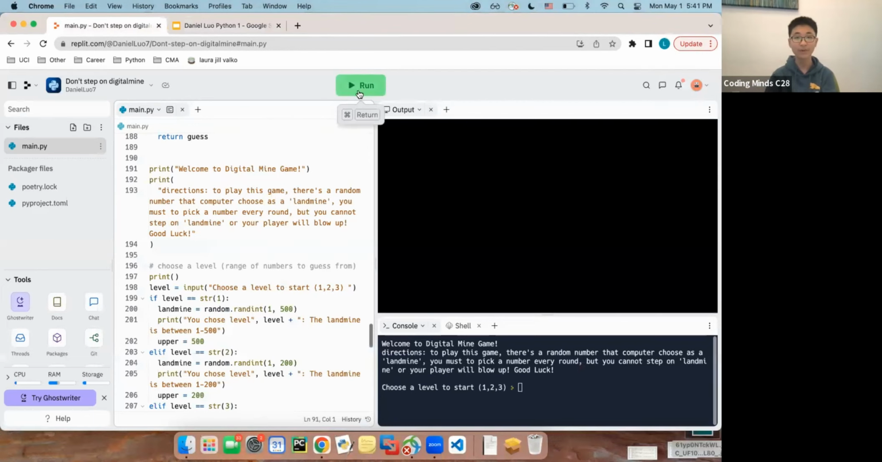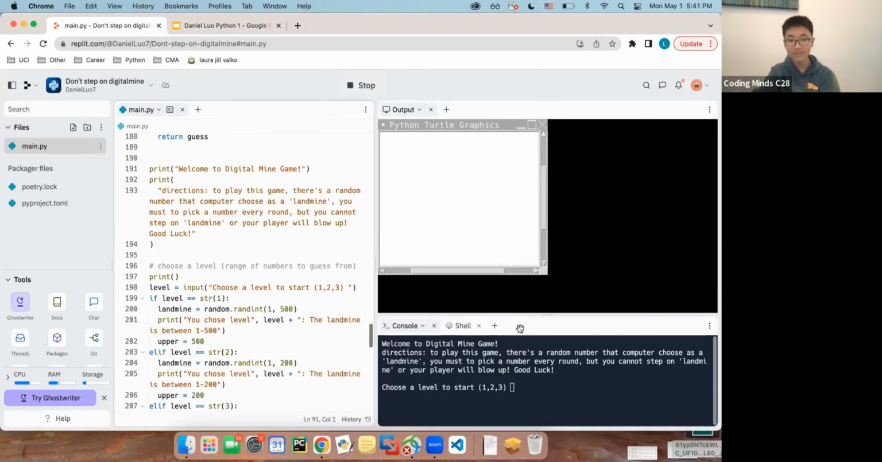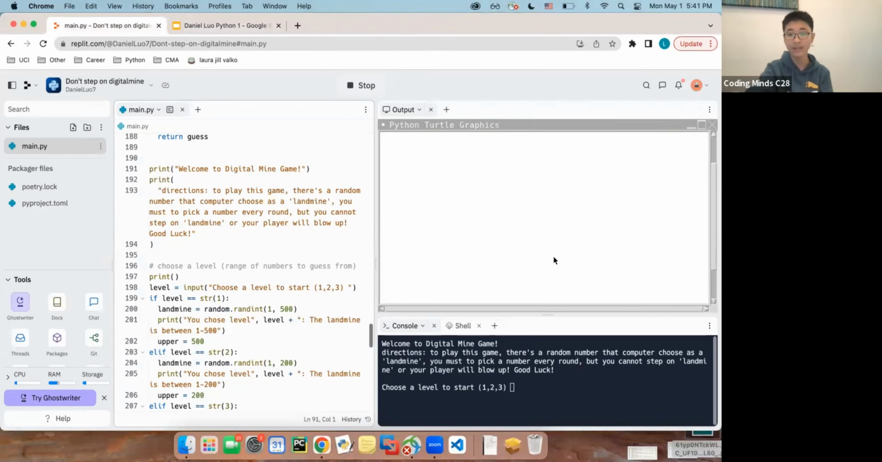Here I will play it one time. Welcome to digital landmine. The directions are: to play this game, there's a random number that the computer chooses as the landmine. You must pick a number every round, but you cannot stand on the landmine or you will blow up, as you see. So we can choose a level to start. I will just choose level 1.